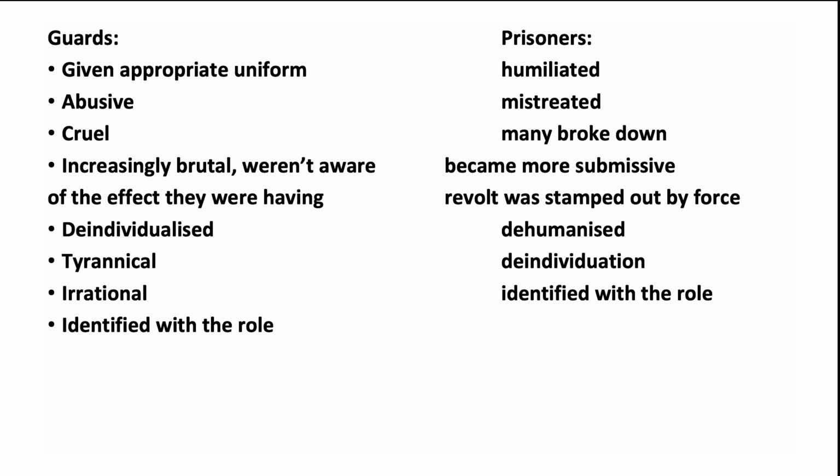This table basically summarises everything that I've just explained and the differences between the guards and the prisoners. The guards were given appropriate uniform and were abusive and cruel, and they got increasingly brutal, but seemingly unaware of the effect that they were having. They were de-individualised, they were tyrannical, irrational, but identified with the role of a prison guard, or what they were expecting their behaviour to be based on, just what they interpreted a prison guard to be like.